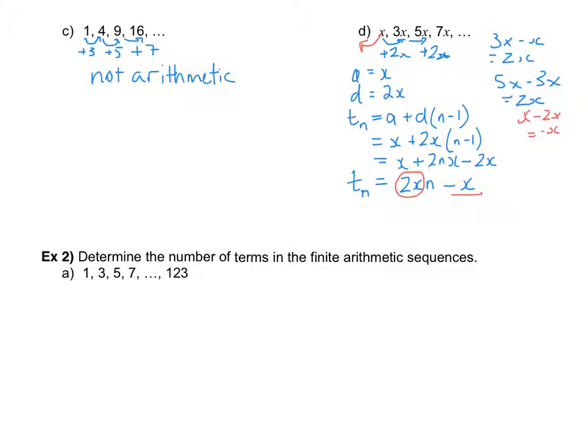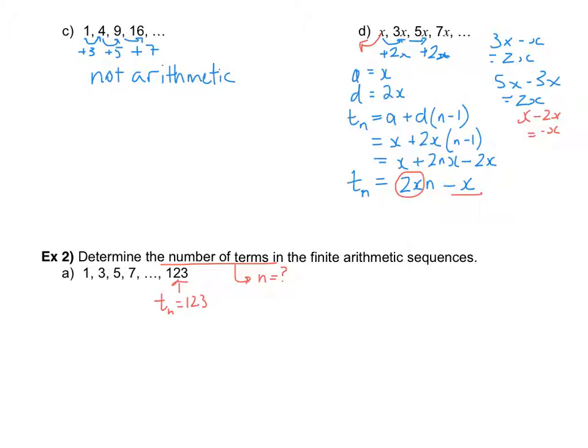All right, question number 2, determine the number of terms in the finite arithmetic sequence. Okay, so the number of terms, we want to know. This is finite, we have a last term right here, so term n, we don't know n, is equal to 123. What I'm being asked to solve for is what is our value of n? How many terms are there in that sequence?